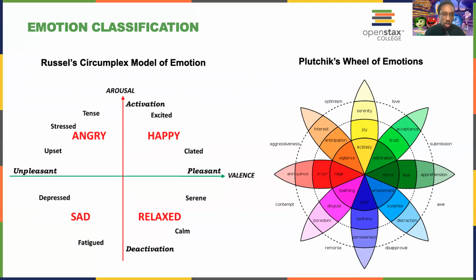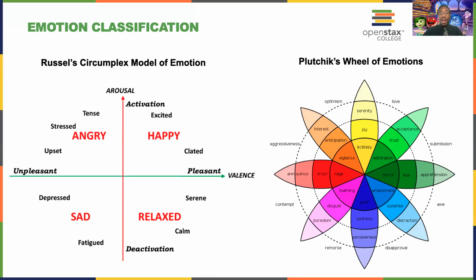The first one is Russell's circumplex model of emotion, which basically has two axes: arousal and valence. When you talk about arousal, we're talking about the physiological activity that is required by a particular emotion. There are some emotions like feeling upset or feeling excited that are high arousal. They're very intense emotions. And there are other emotions like feeling fatigued or feeling calm, which are low arousal emotions. There's not a lot of intensity there, not a lot of physiological or physical activity. It's just a very low end of the arousal spectrum.